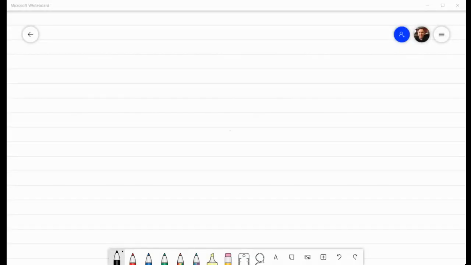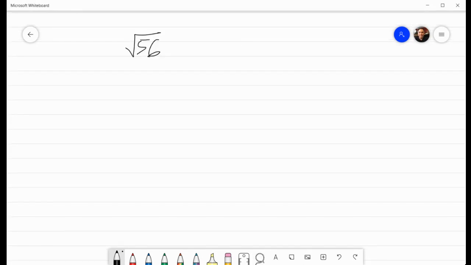One was the square root of 56. So we want to simplify that. Hold on, let me see if I can. So we want to see if we can simplify that, okay? Okay, so we have to know if it's simplified. Well, is it? Well, again, we have to look at the factors of 56.